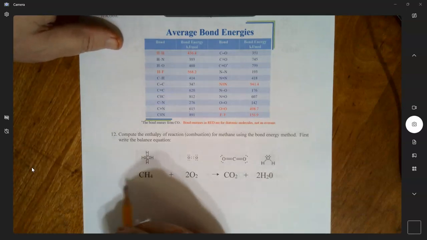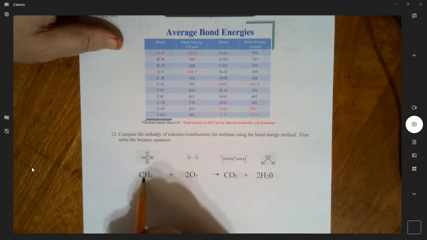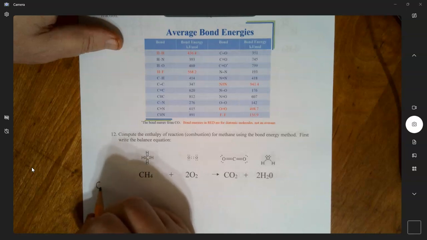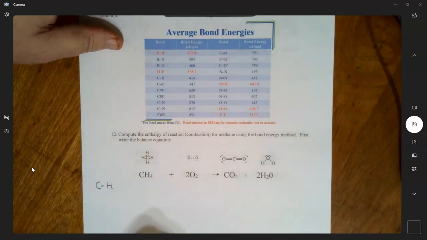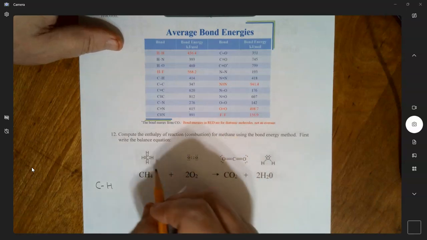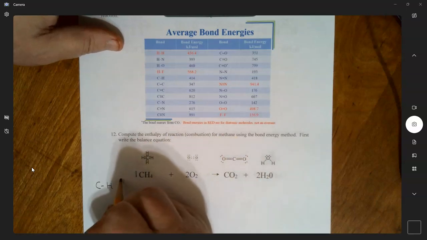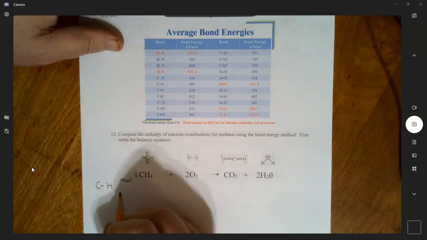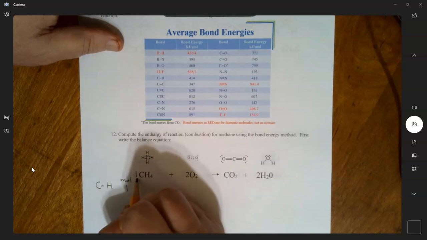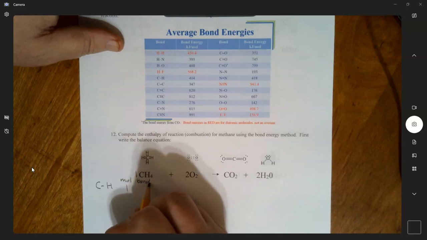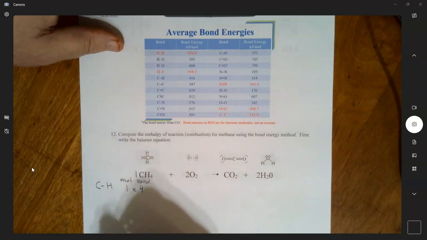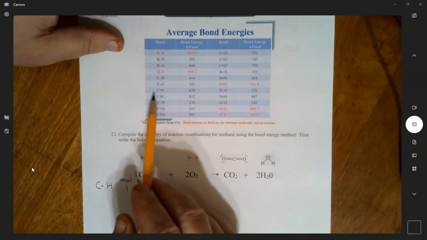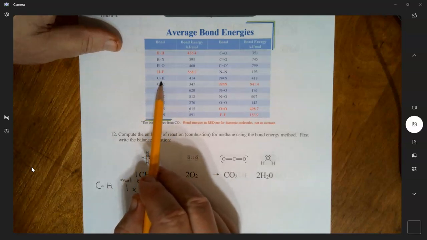So what we're going to do for this is we're going to count the number of CH bonds. Okay, so we're doing CH single bonds. These are all single bonds. Okay, so how many molecules of CH4 do we have? We have 1. So I'm going to call that mole. You can call it a mole or a molecule. It's 1. And then how many bonds do we have in each molecule? And we have 1, 2, 3, 4 CH bonds. So I'm going to multiply those. And then I got to multiply that by the bond energy in a CH bond. And according to this table, it's 414.